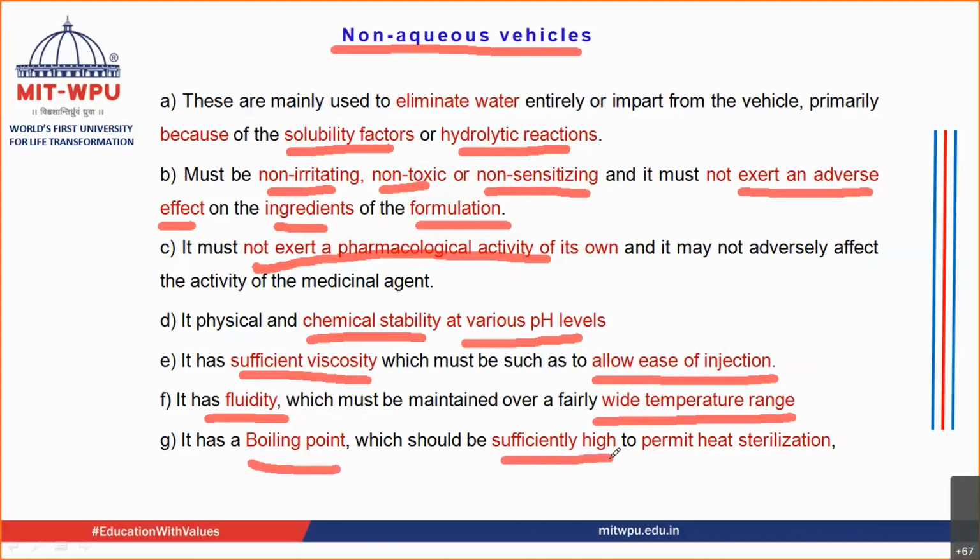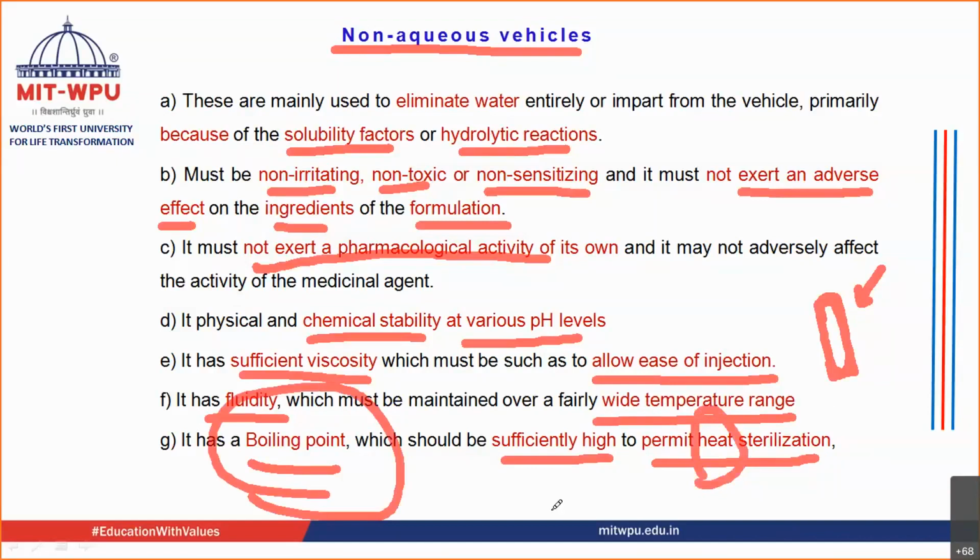Okay, which is sufficiently high, so that the heat sterilization can be carried out of this aqueous vehicle. So if you have prepared a formulation of non-aqueous vehicle, we are going to further sterilize it. Okay, so how we are going to sterilize this? With the help of heat, right? There are other methods also, but if you are going to sterilize it with the help of heat, then it should have a sufficiently high boiling point so that it is going to remain stable in that heat. Okay, so these are some of the properties that are required from the non-aqueous vehicle.